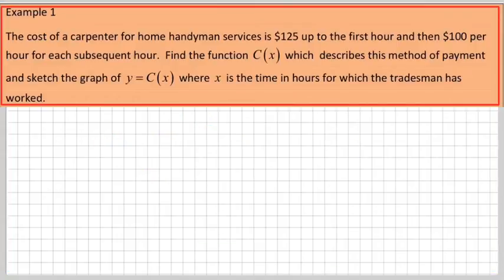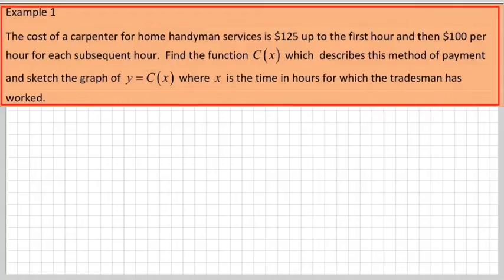In the first example, we're saying that the cost of a carpenter for home handyman services is $125 for up to the first hour and then $100 per hour for each subsequent hour. Find the function C, being the cost function of x, which describes this method of payment, and sketch the graph of y equals C of x, where x is the time in hours for which the tradesman has worked.